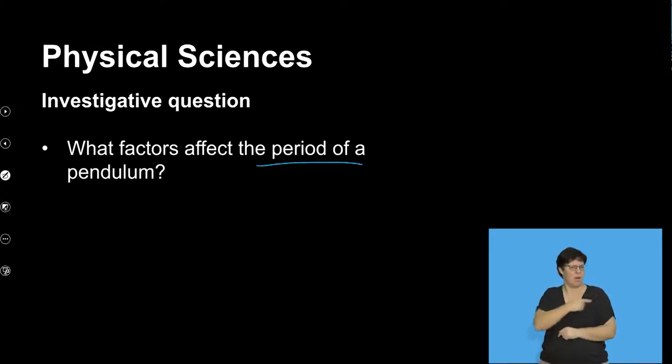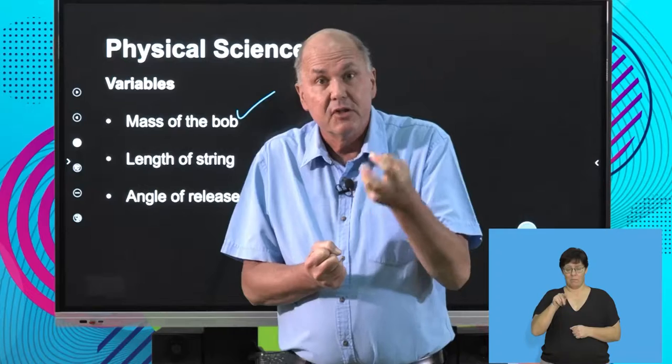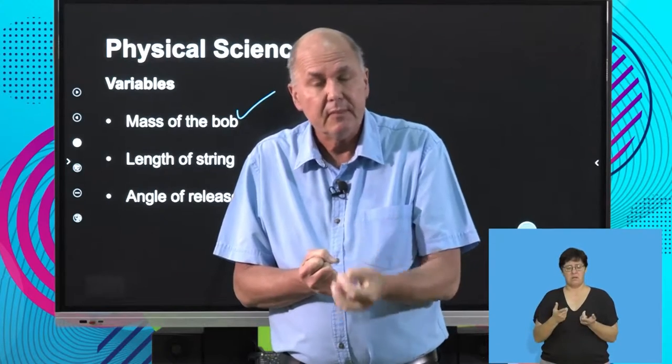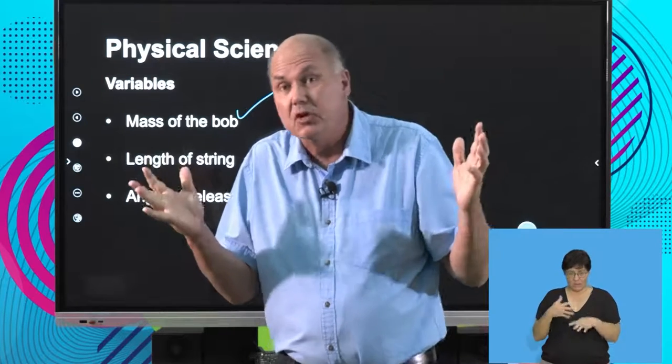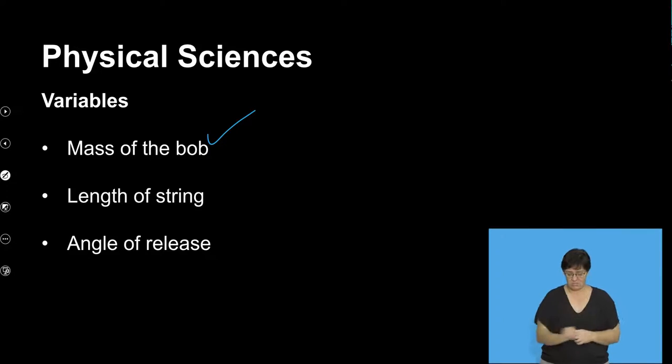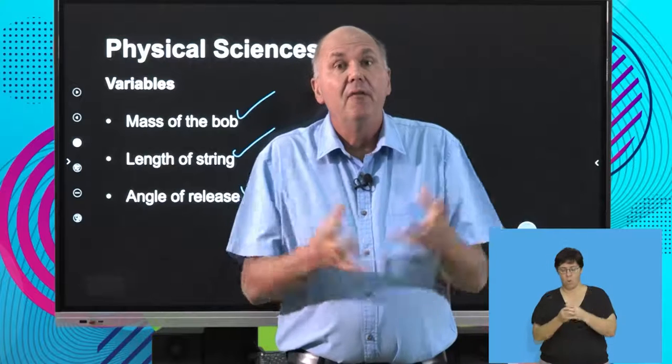And I've identified certain variables. It could be the mass of the pendulum. We call that thing that hangs down the bob of the pendulum. So the mass of the bob. If it's heavier, does it make it swing faster or slower? I'm not sure. Well, let's have a look. The length of the string, does that affect? And what about the angle of release? All of these are variables.